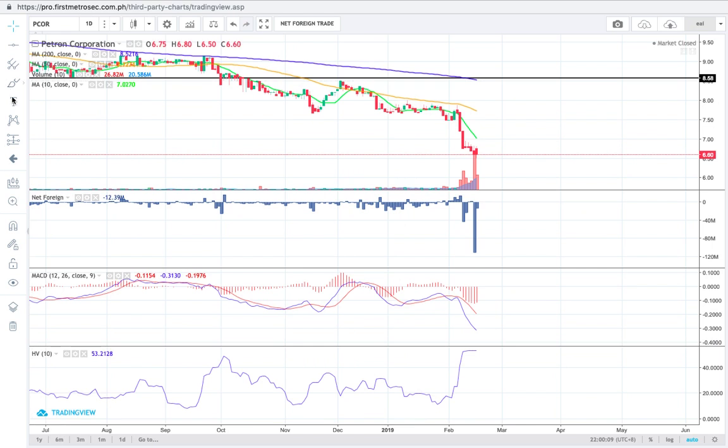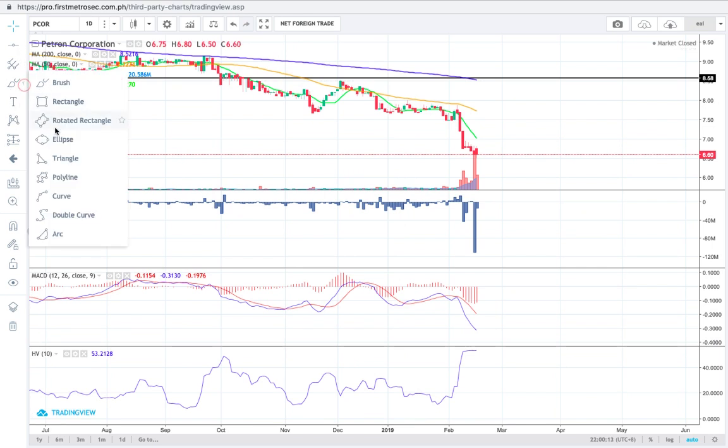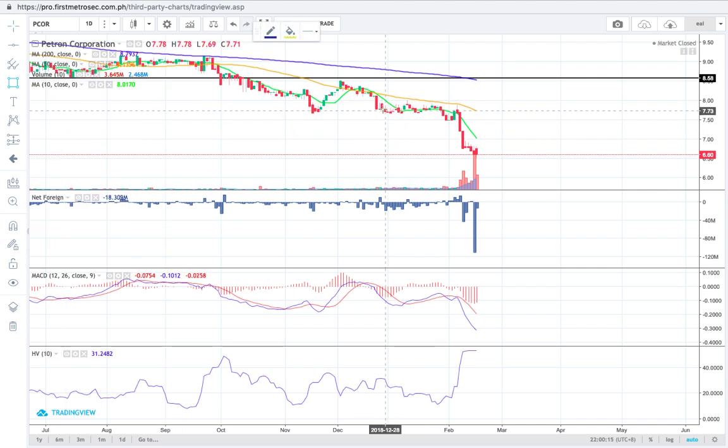And from here, let me get the rectangle shape. I already do not like the chart of PCOR here, sometime in December last year.